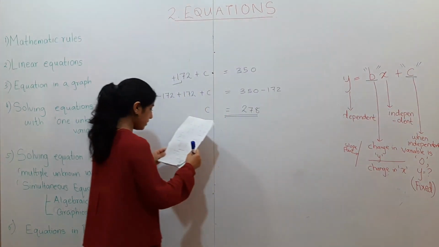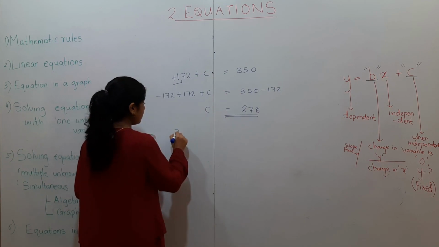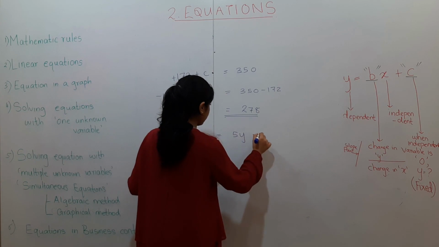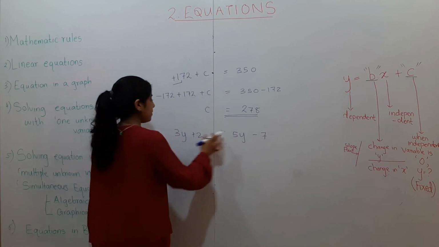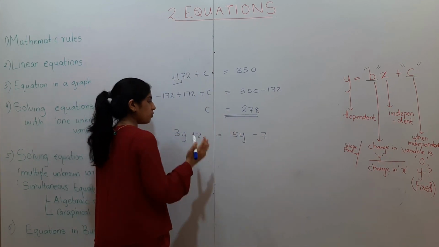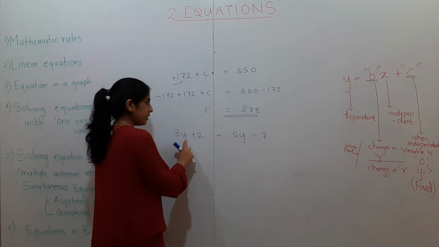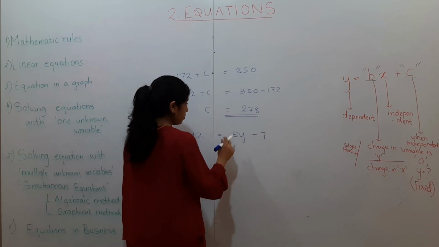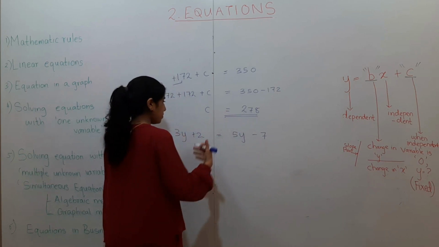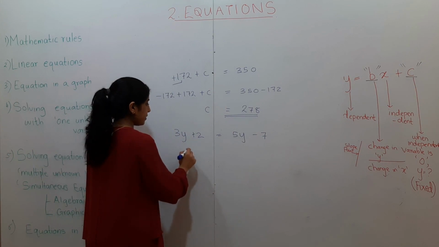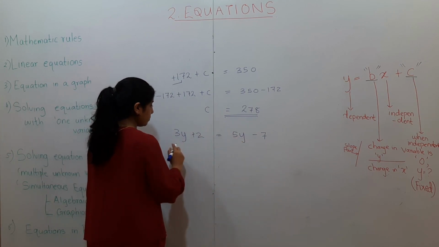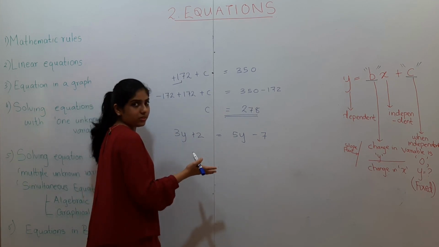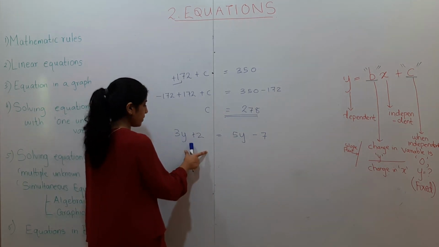Another example. Here it's interesting. 3y plus 2 is equal to 5y minus 7. There's a y and this y, so now y is the unknown variable. Therefore, we have to bring it to one side. I chose to bring it this side, but you can do anything. Let me do it the other way because I can teach another point there. Okay, so I am going to bring it this way.